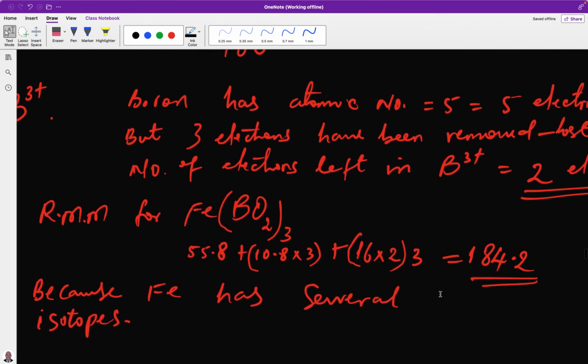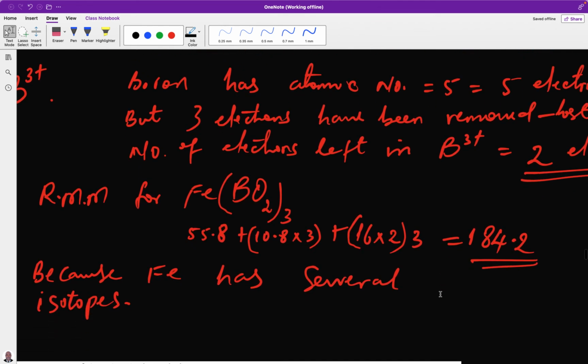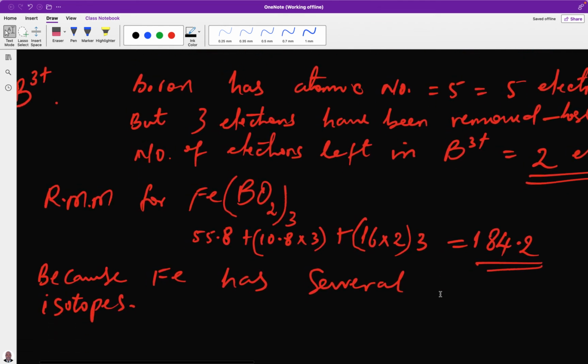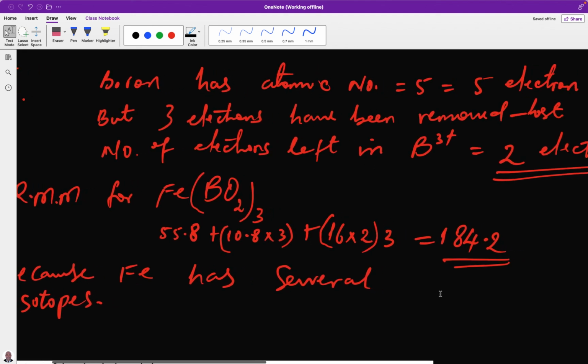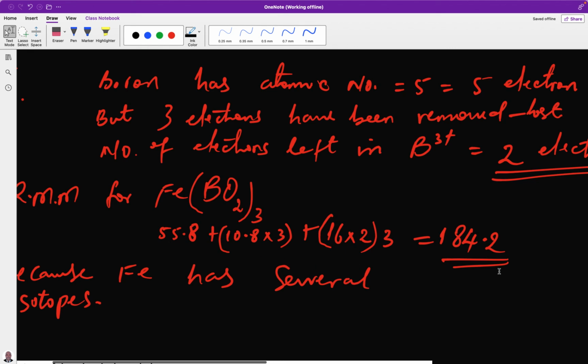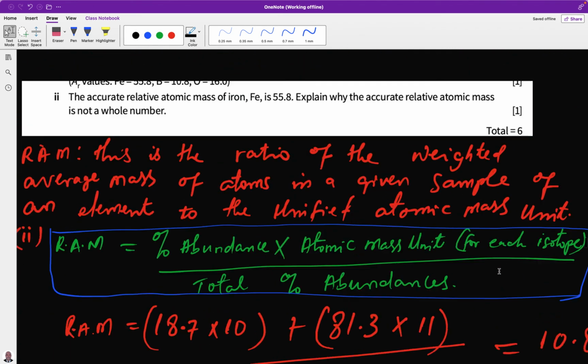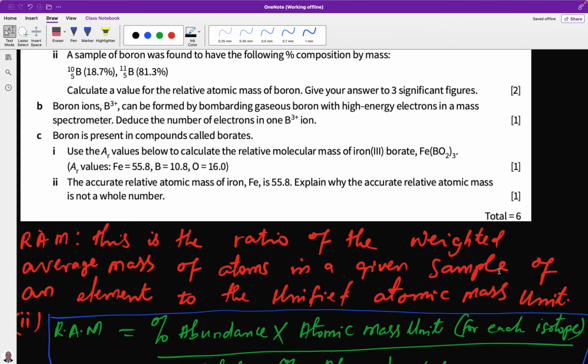They went further that we should calculate the relative molecular mass for iron 3 borate, and we use the information that was given to calculate it. And finally, the last thing that we're told was that the accurate relative atomic mass of iron is 55.8. Explain why the accurate relative atomic mass is not a whole number.